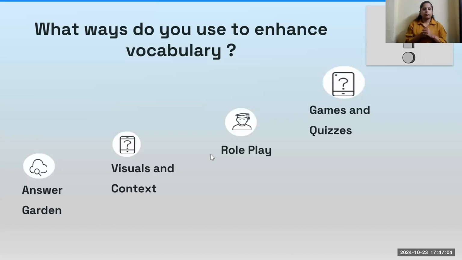So let's come to the most interesting part again. We would be discussing the three ways. I think I'll hand over to Isha to talk about the first engaging and interesting way to teach vocabulary in the language classroom. Over to you, Isha. Thank you, Vanita, for a wonderful start. So it's time to move on.